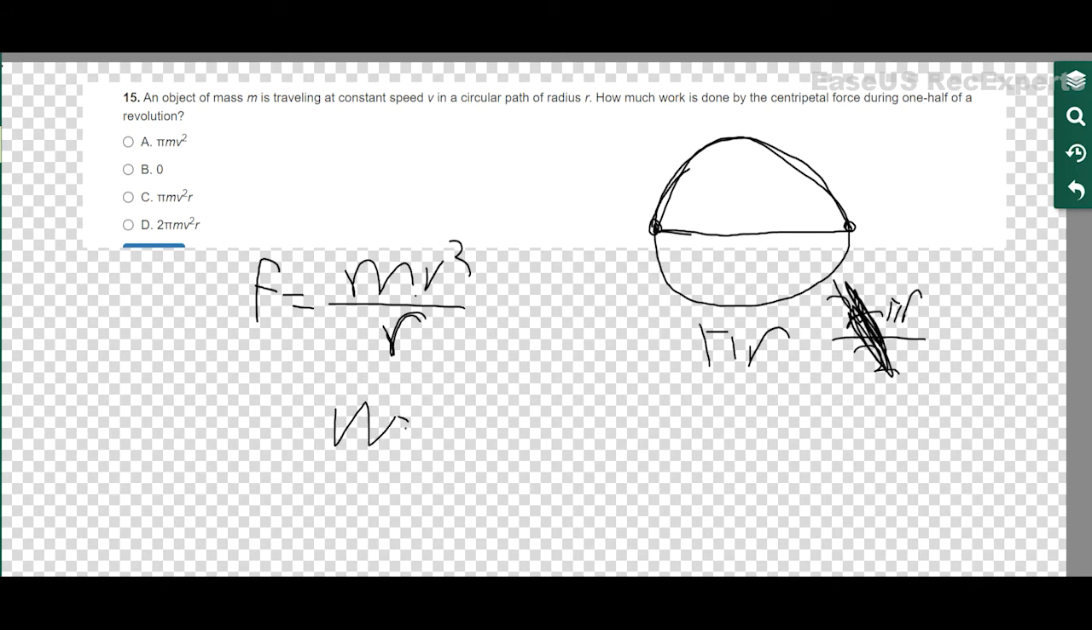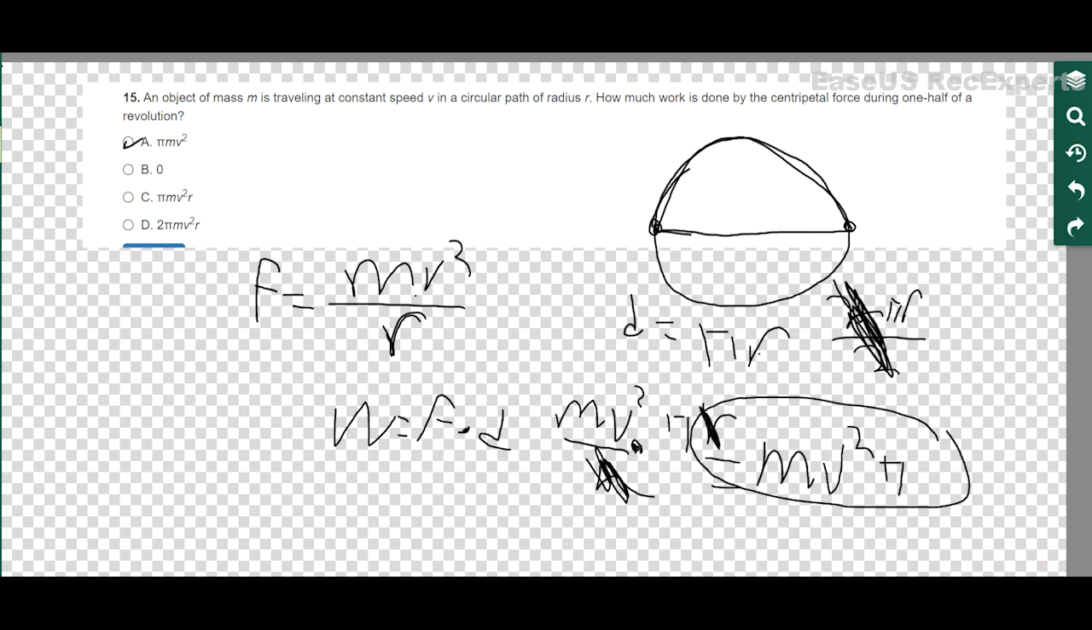Now we do know that work is equal to force times distance from our energy unit. So we will have our force here of mv squared over r times pi r, which is our distance, right? Our circumference of the semicircle. Now we can cancel out this r and this r to get mv squared times pi, and that corresponds to A. Now based off of that, this should be correct, right? Right, if you're using force times distance, that should be correct.